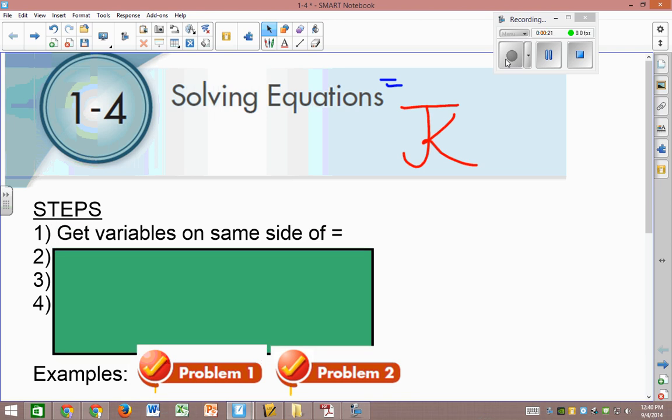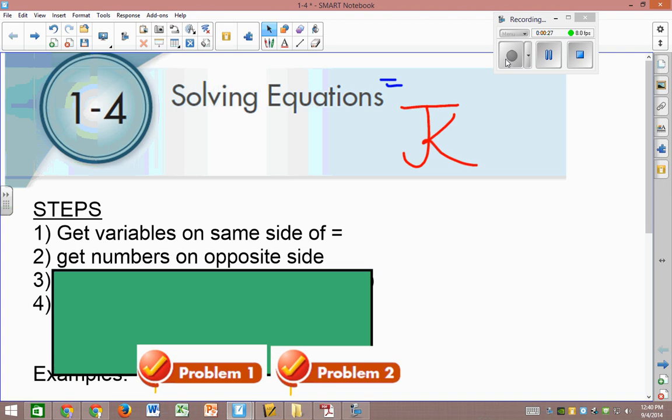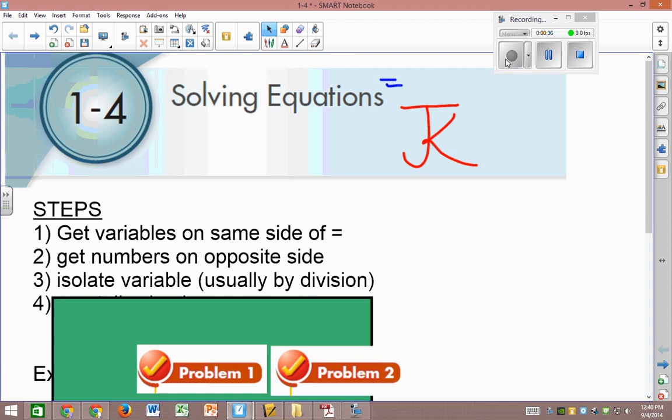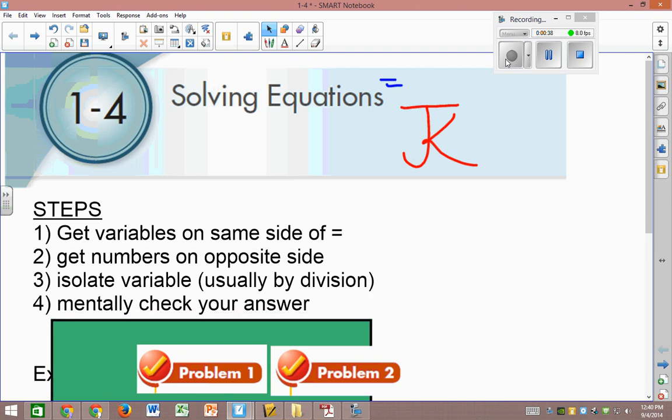First thing you should always do is get all the variables on the same side of the equal sign. Get your cows on the same side of the fence. Move them over. Get numbers on the other side. Whatever side you put the x's, put the numbers on the other side. Isolate the variable, usually by division, and then mentally check, see if it works.